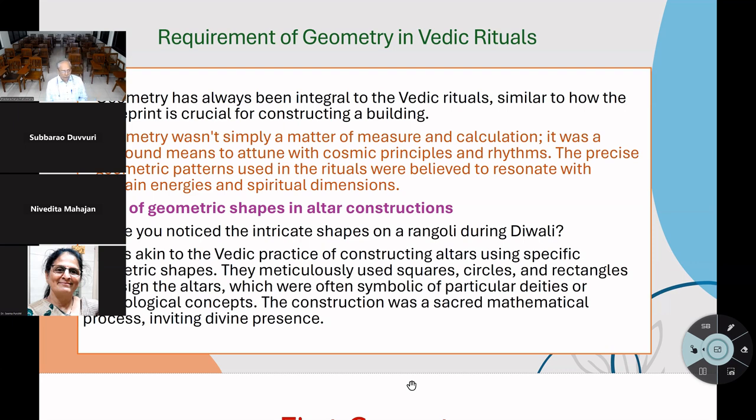So, you are already prepared for that. Just as the structure of a building is already done by the civil engineers and architects, and then accordingly the building is constructed. So there are different types of altars: squares, circles, rectangles also, and others. And the construction was a sacred mathematical process inviting divine presence.